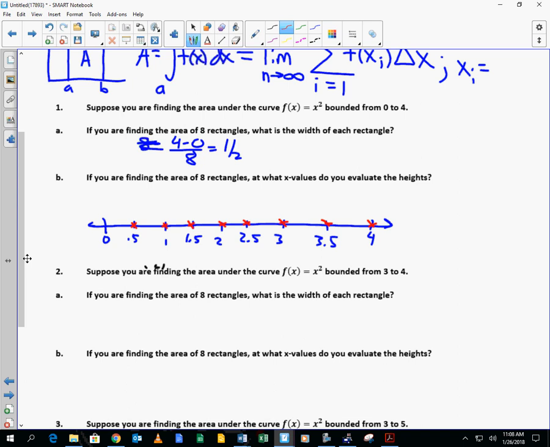But I want you to understand what's happening here. This is a really important part. Everybody gets the width, but not a lot of people get this. In order to find the first spot where we evaluate the height, we move over one width. In order to find the second spot, we move over two widths. In order to find the third spot, we move over three widths, right? Does that make sense to everybody?